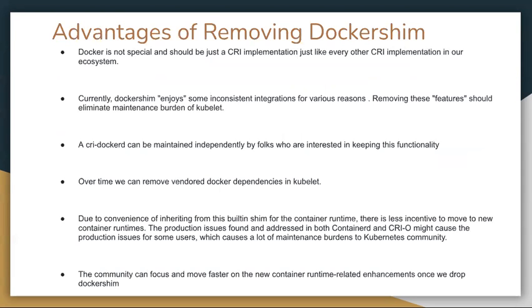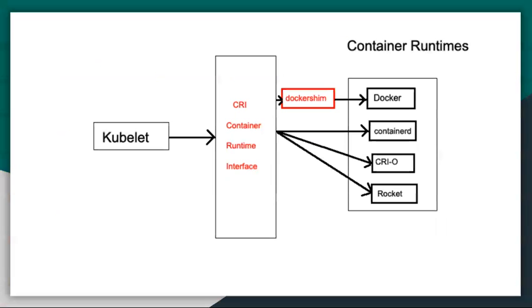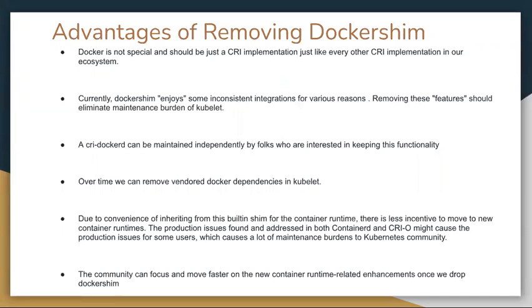Now, what are the advantages of removing the Dockershim? Docker is not special and should be just a CRI implementation, just like every other CRI implementation in the ecosystem. What this means is that Kubernetes wants Docker to run just like the other container technologies. If you look at this diagram, I have clearly shown that all the other container technologies were able to run with the CRI. Just that Docker itself required the Dockershim. So there was some additional configuration running for Docker, that is your Dockershim, which was actually handling all this communication. It was kind of a broker in between.